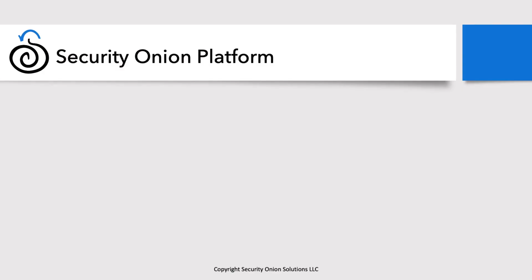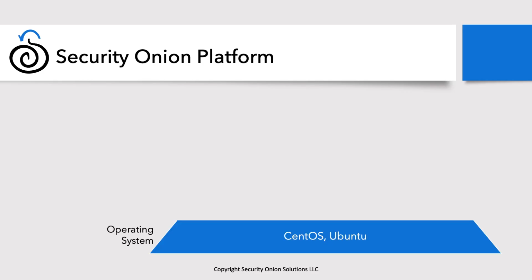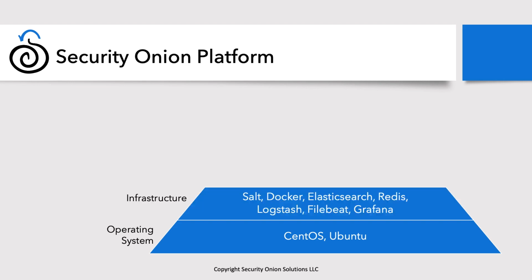When we talk about Security Onion, there are many different aspects to the platform, but they all start at the very bottom with the operating system. We currently support both CentOS and Ubuntu as a base operating system. The reason we can do that is because from an infrastructure perspective, almost everything within Security Onion uses Docker containers. That allows us to support installations on either CentOS or Ubuntu.